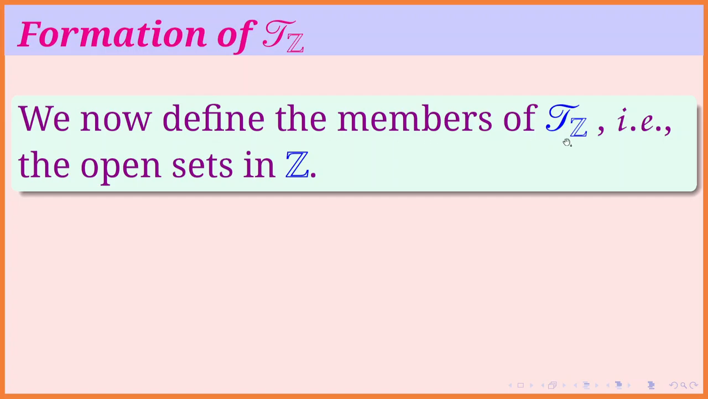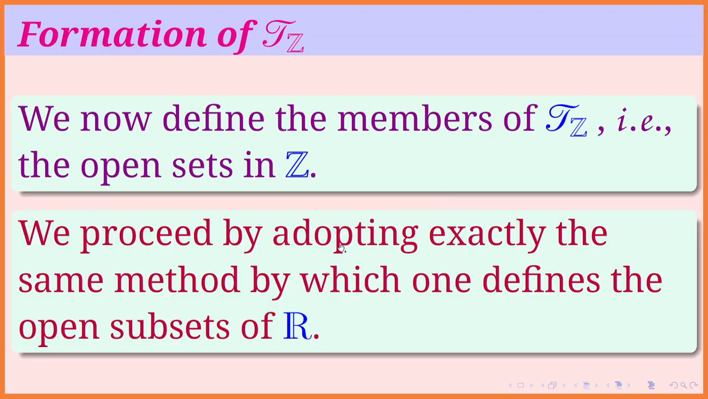We now define the members of Tz. So the topology Tz which we have talked about earlier, we are going to define it now. So we are going to tell you exactly which subsets of Z are in Tz. So basically we are going to talk about open subsets of Z. We proceed by adopting exactly the same method by which one defines the open subsets of the real numbers.